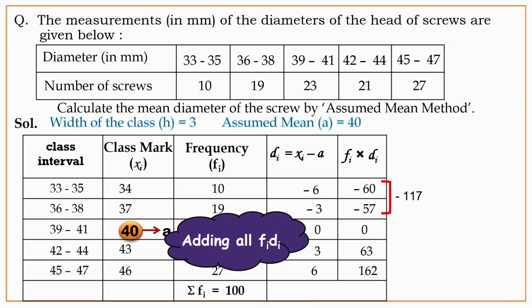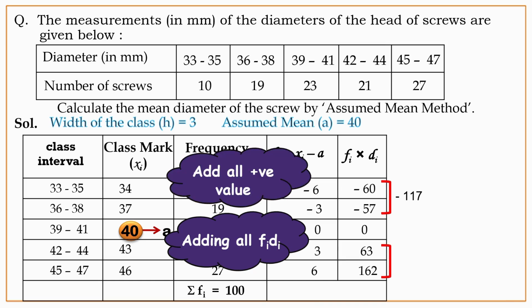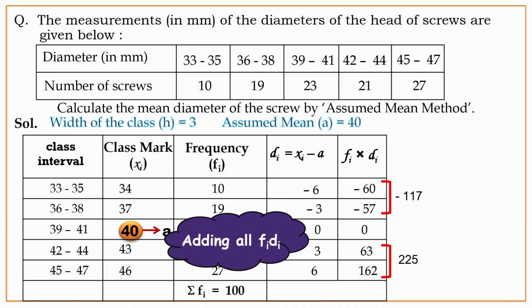So first we are going to calculate the negative value and then we will calculate the positive value. Just note over here, in fi di or di will always be 0 for whatever row we have selected as the mean, because we are subtracting a from xi, so that row will always be 0. So now the sum of fi di will be 225 minus 117, you will get 108.